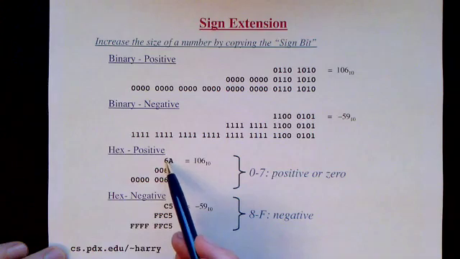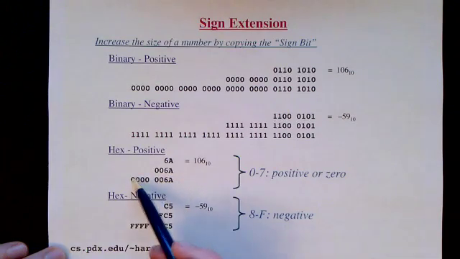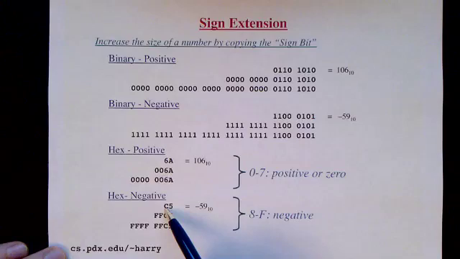It falls between 0 and 7. And so we sign extend this by adding zeros, first to a half word and then to a word. Here we add 1 byte, and here we add 1, 2, 3 bytes. In this case, the most significant hex digit is a C.